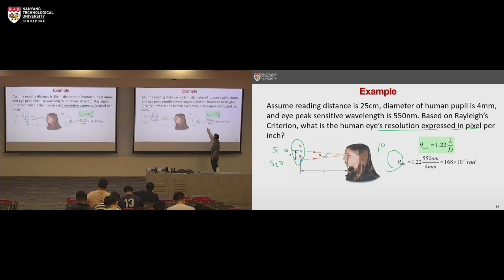So the angular resolution is defined as 1.22 lambda over d. Lambda is 550 nanometer. D is the diameter of your pupil, so it's 4 millimeter. This gives you the result in radians. So this is the theta that is required for you to open up your eyes or your lens in order to visualize S1 and S2.